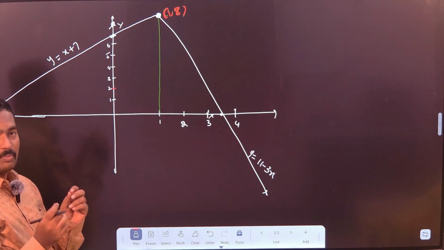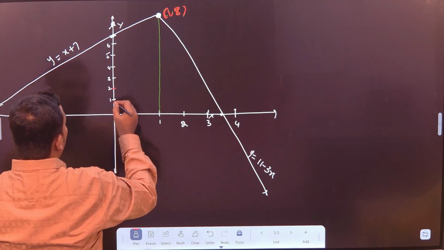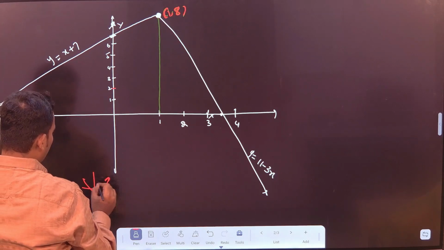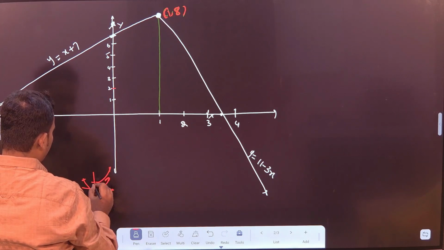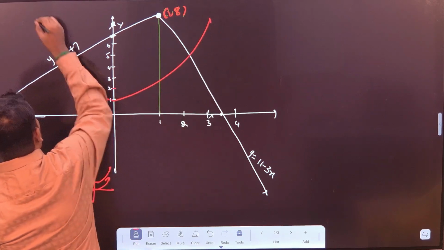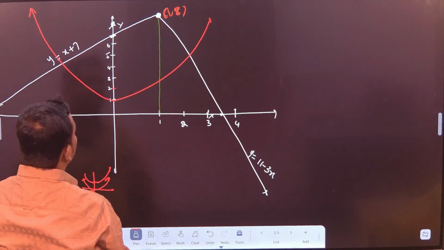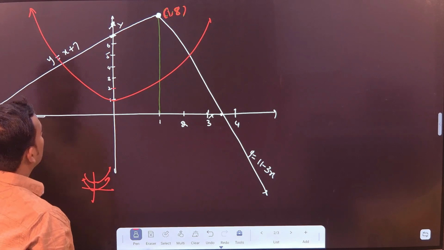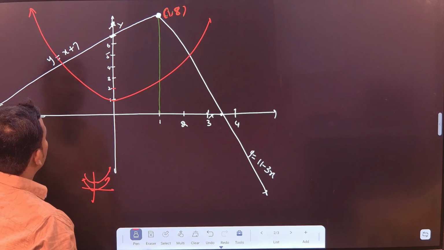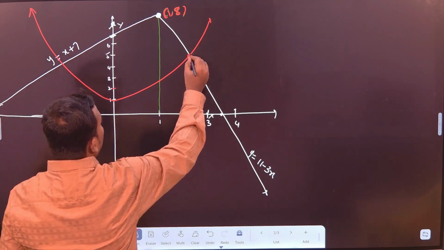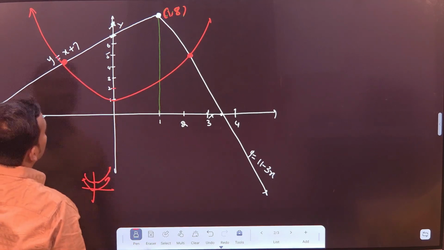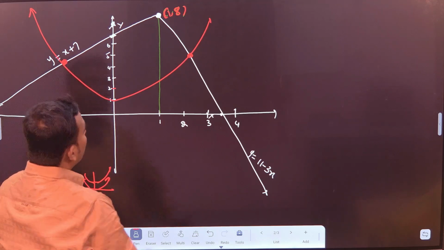Okay. Now you have to draw the first graph. y is equal to x square plus 1. You know the x square graph. y is equal to x square graph. This one. You can shift 1 unit up. This is the graph. Understand? First you have to find out where these two graphs are intersecting. This point and this point you have to find out. Understand? Okay.